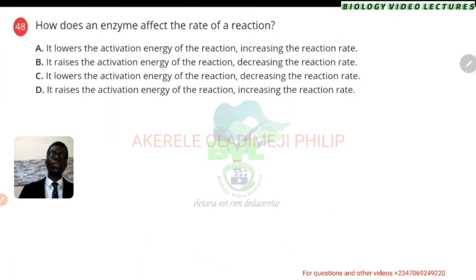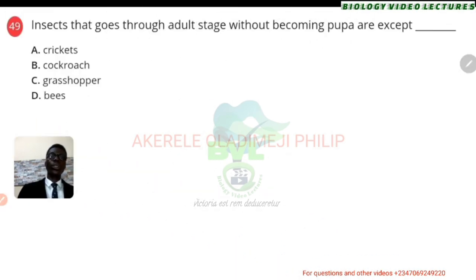How does an enzyme affect the rate of a reaction? Well, what an enzyme really does is make sure that you don't use all the energy to carry out a reaction. For example, if the reaction ought to take 3 hours, when you add a catalyst, or let me say an enzyme, it's going to make it faster than that, and the energy we use will reduce. So the answer is it lowers the activation energy of the reaction, then it increases the reaction rate. So you won't use much energy, and at the same time, the time for the reaction to occur is going to be quite faster and quicker.